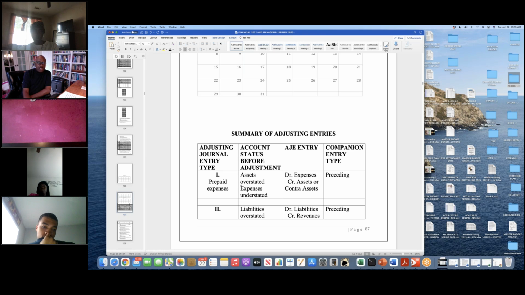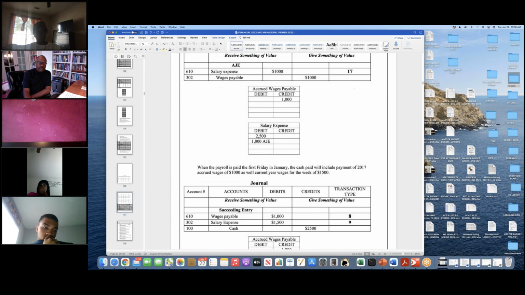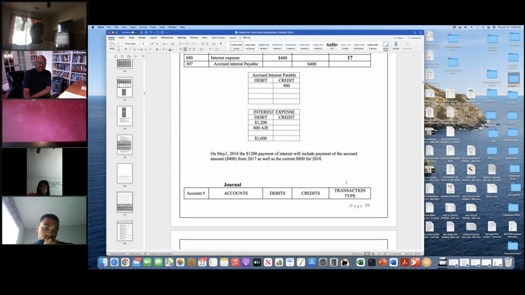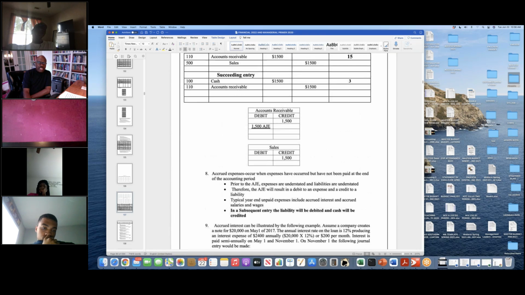And so we said with prepaid expenses, before they occur, the assets are overstated. We don't have all the supplies anymore. And the expenses are understated. And you're always debiting that expense and crediting an asset or contra asset. And there's a preceding companion entry.